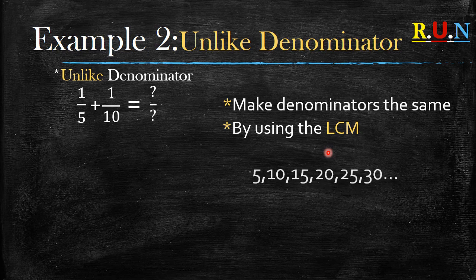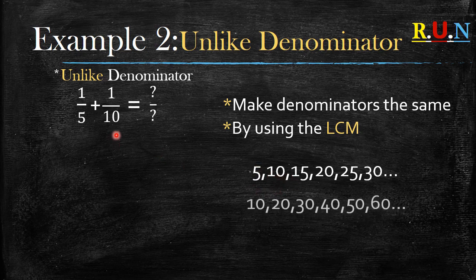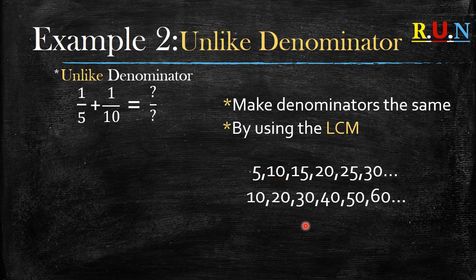Okay? So, let's look at denominator 5. What are the multiples of 5? They are right here. What are the multiples of 10? Here they are. So now, what is the LCM, the lowest common multiple? It's 10. Good. So 10 being the lowest common multiple, it becomes the new denominator of both of them.